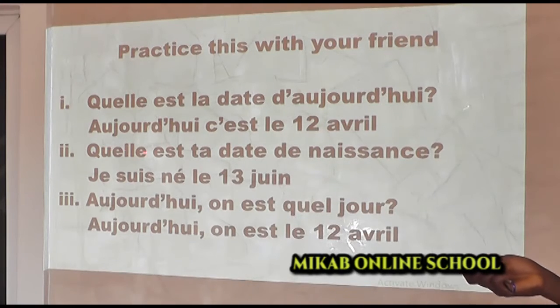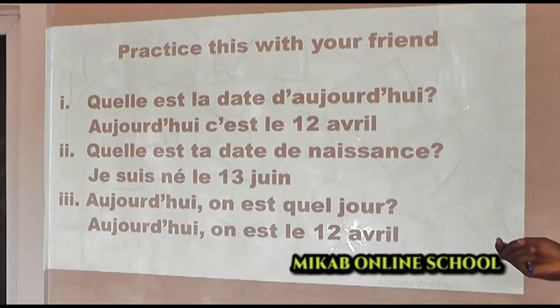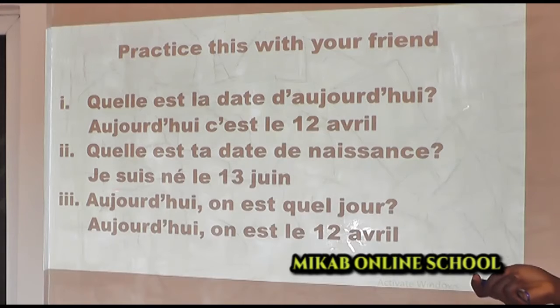Then the second one is quelle est la date de naissance? What is your date of birth? Je suis né le 13 juin. I was born on the 13th of June. Aujourd'hui c'est le 4 juin. What is today's date? Today is aujourd'hui on est le 12 avril. Today we have 12th of April.